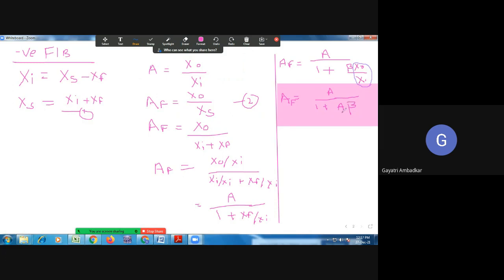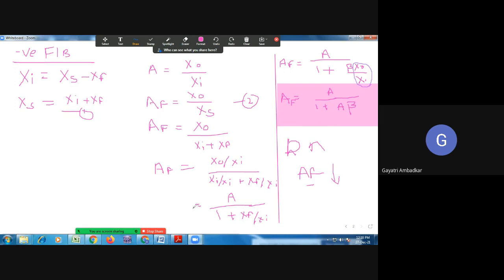You can neglect this 1 because as compared to this term, you see here the denominator is greater than the numerator. This is A beta plus 1. So the denominator is becoming higher. Denominator is increasing, therefore gain is decreasing. What we have seen, is your doubt clear?